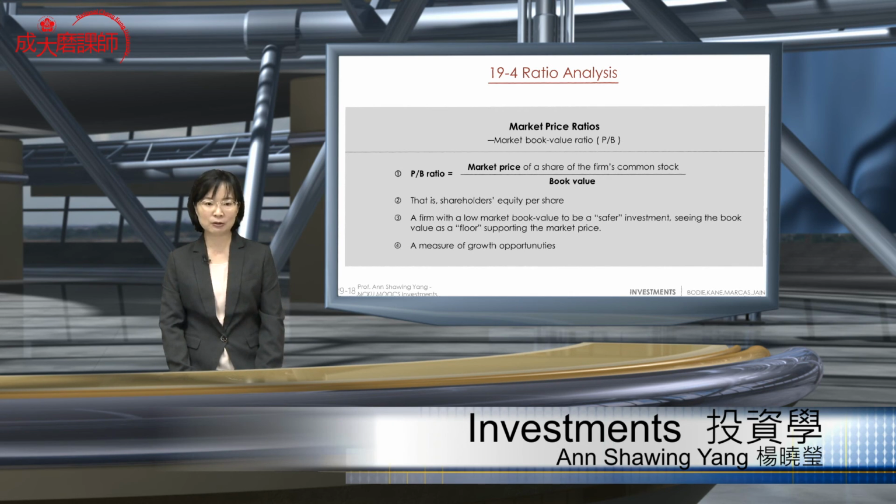How low could it be? So it should be lower to be safer, right? And the measurement of growth opportunities: if a firm had a value like this, how much of the future growth opportunity for the firm is there, and then we can estimate. So that's the PB ratio.